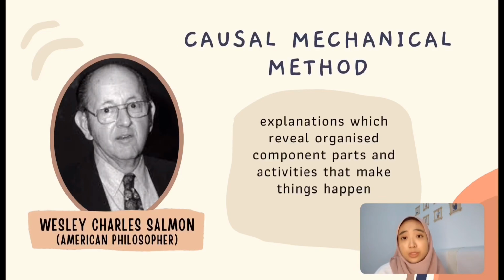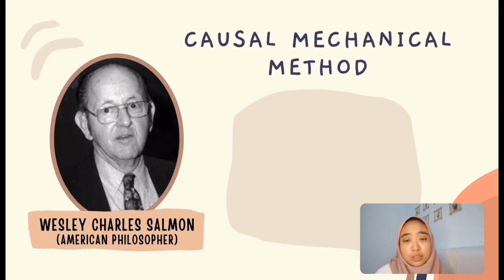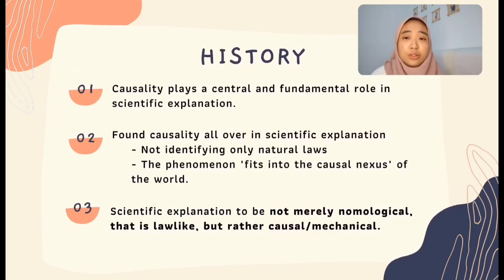According to the causal mechanical model, the explanation reveals organized component parts and activities that make things happen. It was founded by Wesley Charles Salmon, who was an American philosopher. Salmon said that causality plays a central and fundamental role in scientific explanation, and he found causality all over scientific explanation, which is not only identifying natural laws but accounting for them via nature's structure, and thereby involves the concerning reality, how the phenomenon fits into the causal nexus of the world. The causal nexus means the bond or link between cause and effect.